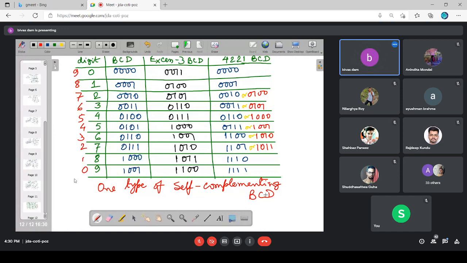Now go for the 0. The pattern is 0 0 0 0. If I go for the bitwise complementation, what do we get?